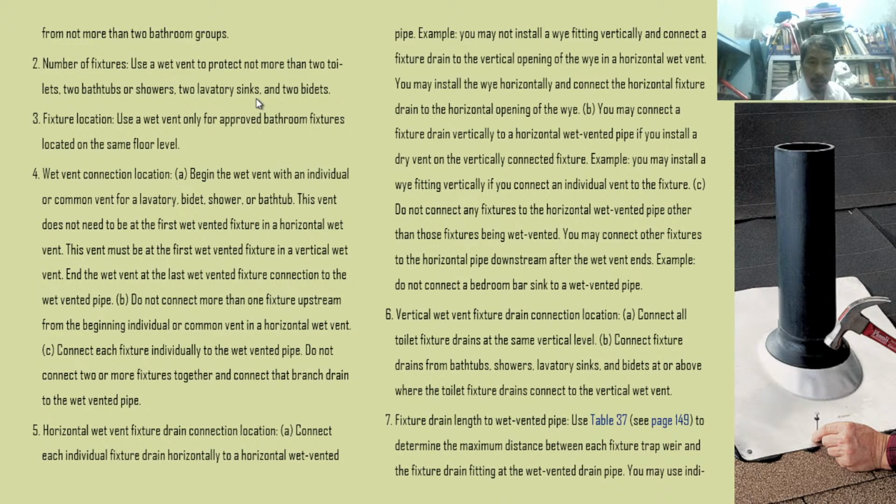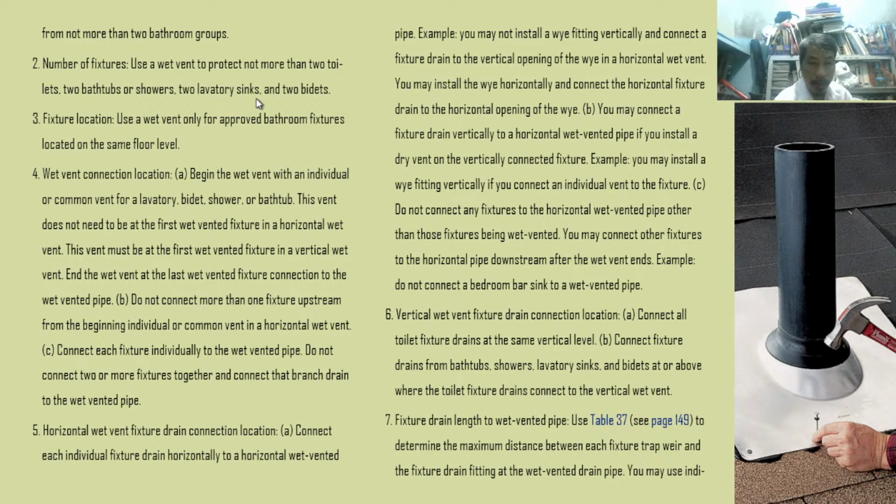Wet vent connection location. Begin the wet vent with an individual or common vent for a laboratory sink, bidet, shower, or bathtub. This vent does not need to be at the first wet vent fixture in a horizontal wet vent. This vent must be at the first wet vent fixture in the vertical wet vent. And the last wet vent fixture connection to the wet vented pipe. Do not connect more than one fixture upstream from the beginning individual or common vent in the horizontal wet vent.